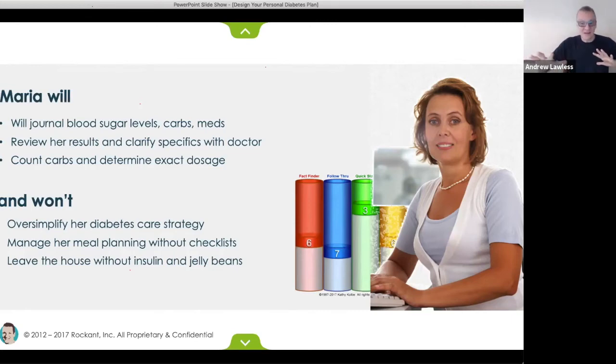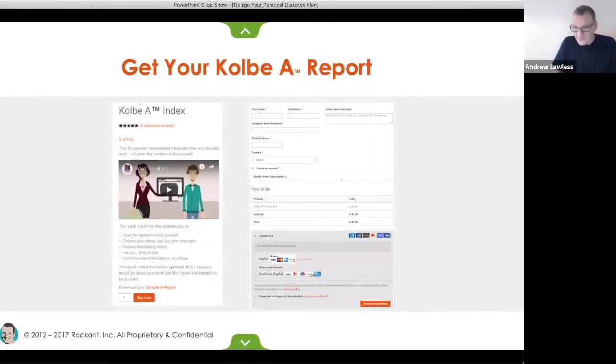So here's a good example of how two people would approach diabetes care, the blood sugar management, totally differently, but also as a couple would support each other. So again, I cannot and will not coach you on how to use the Kolbe and your cognitive strength in your diabetes care.